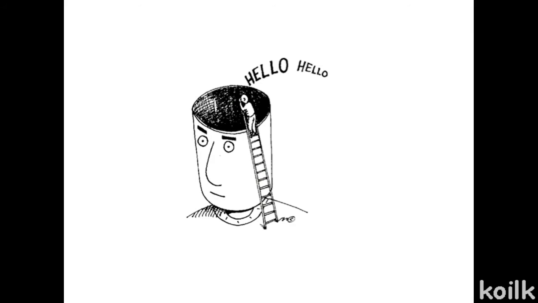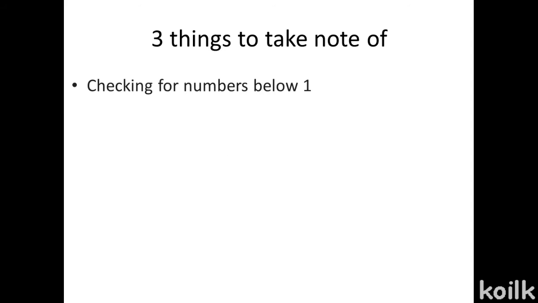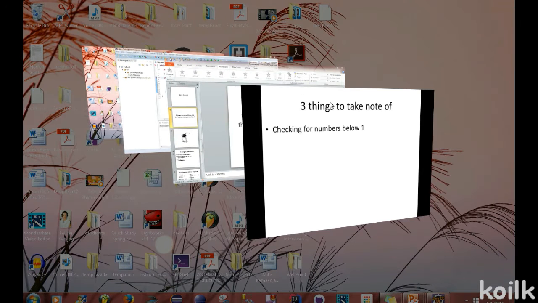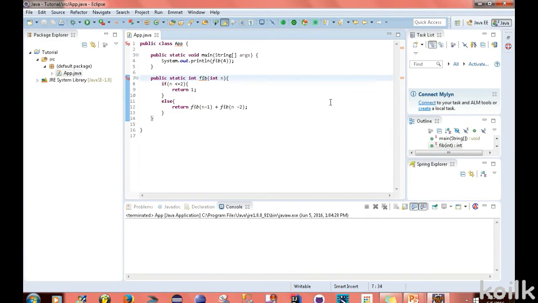My mind went blank, and I didn't know how to respond. After doing some research, I learned there were 3 things I needed to take note of after writing the function. The first thing, checking for numbers below 1. Now, let's go back to the code. The reason I want to check for numbers below 1 is because when it comes to a Fibonacci sequence, there's no Fibonacci number associated with numbers that are negative or any numbers that are less than 1.